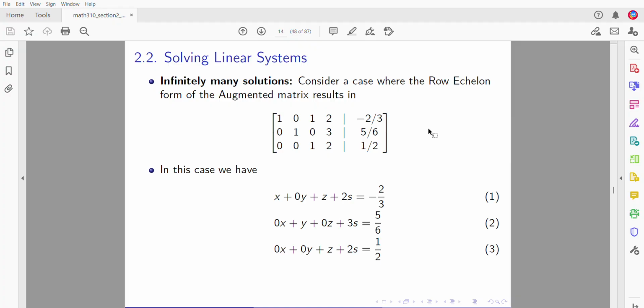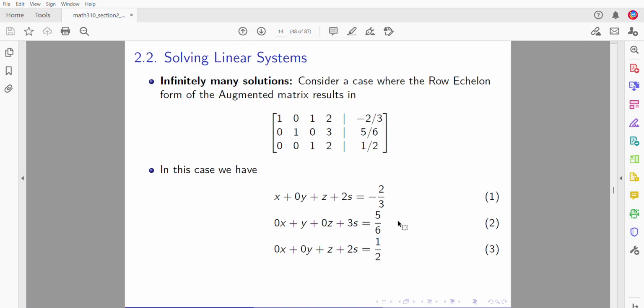Write the augmented matrix in the form of equations. It says x plus 0y plus 1z plus 2s is negative 2/3. That's fine. Second equation, 0x, 1y, 0z, 3s equals 5 over 6. Fine. Third equation, 0x, 0y, 1z plus 2s equals half. So you see, we have not hit any contradiction. There is nothing that says 0 equals 3 or something like that. Well, we can work with the system.